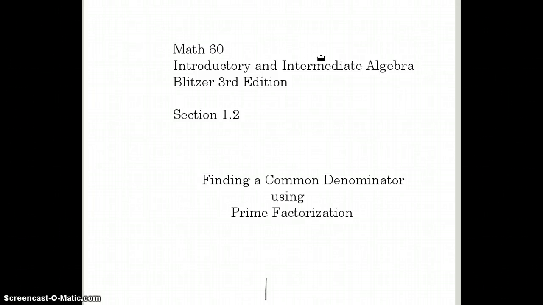Welcome back. This is section 1.2 in the Blitzer 3rd edition, Common Denominators using Prime Factorization. It's the end of section 1.2. It's the third part in this video sequence. Again, read section 1.2.